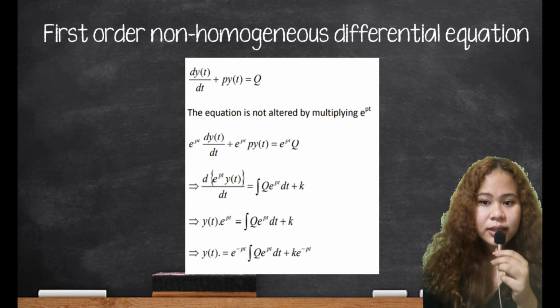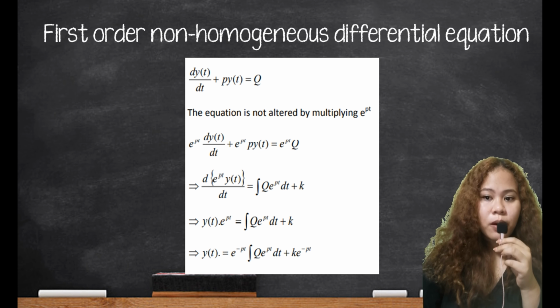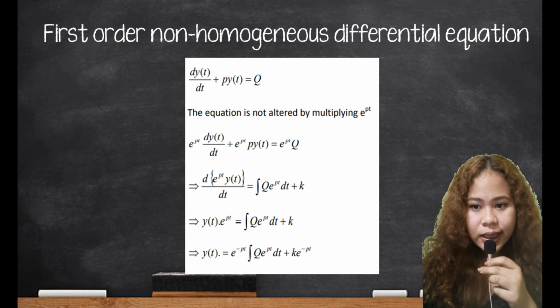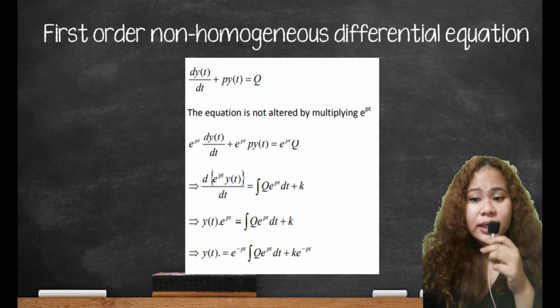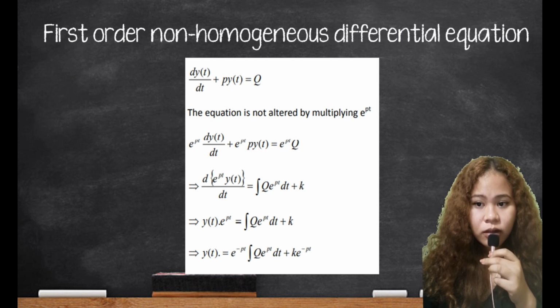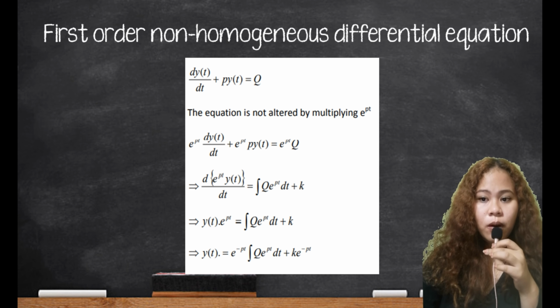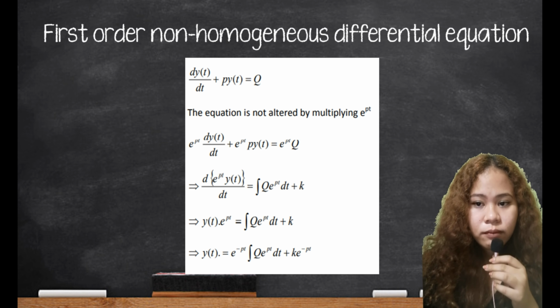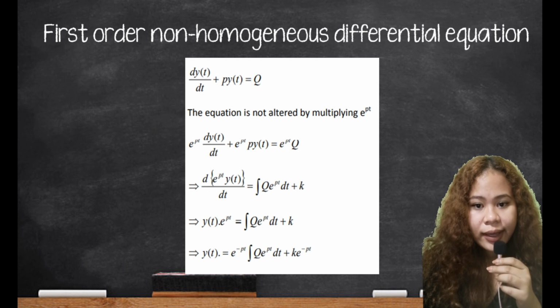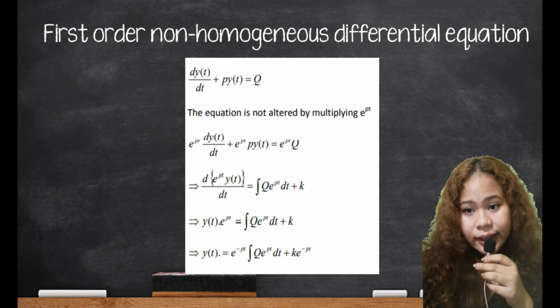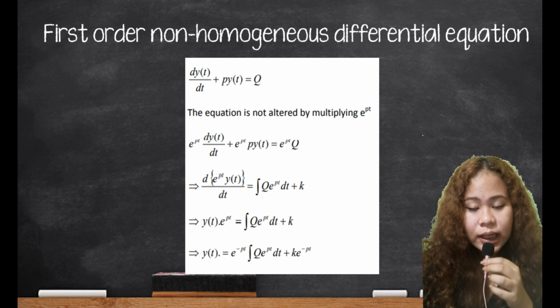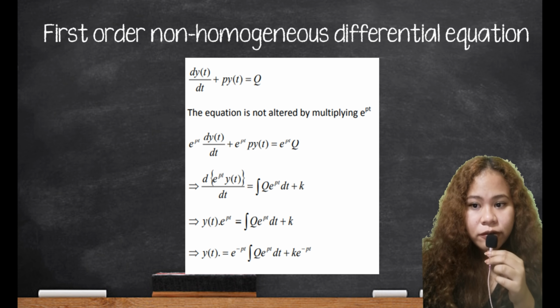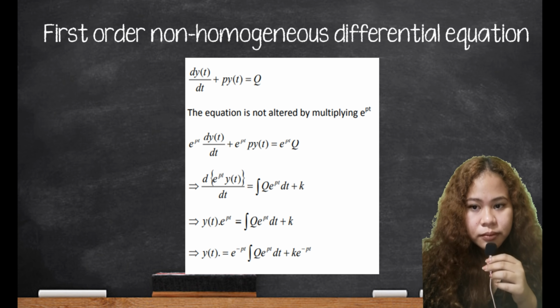This will give us d(e^(pt) y(t))/dt is equal to the integral of q times e^(pt) dt plus k. Now this will give us y(t) times e^(pt) is equal to the integral of q times e^(pt) dt plus k.